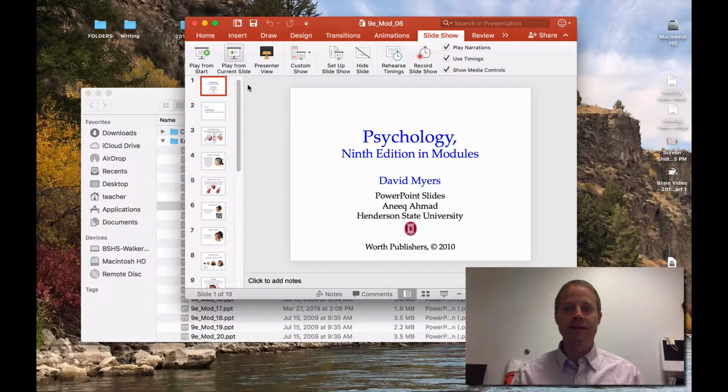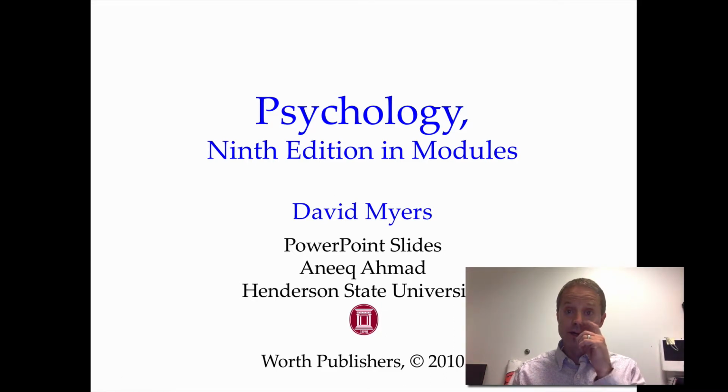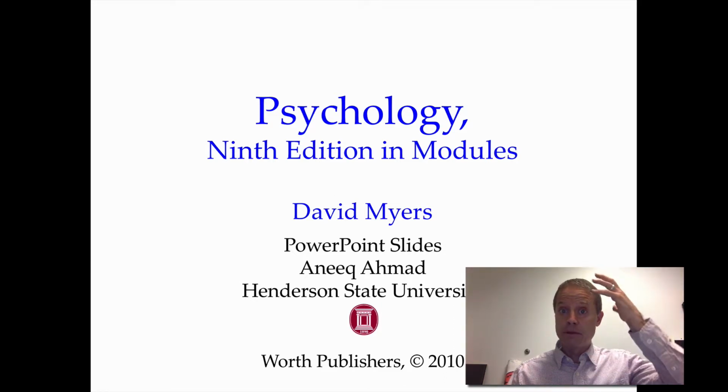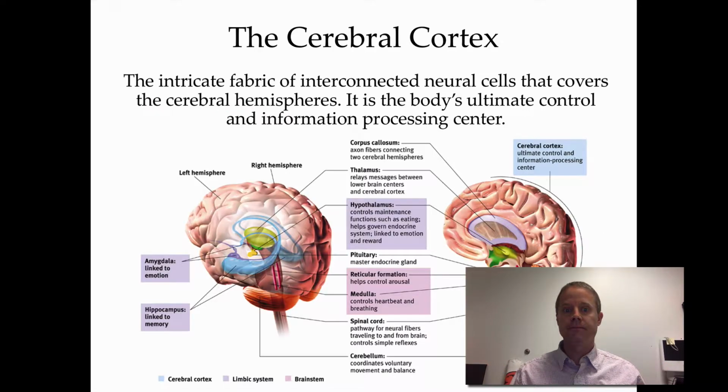Slideshow. Okay, this part 2 of the brain video is going to be about the outer part of the brain, the part that humans have a lot more of than other animals. So what's going on there? We're going to call it the cerebral cortex. We're also going to look at how our brain can be split, and we're going to look at left-right differences in the brain. First of all, what is the cerebral cortex?